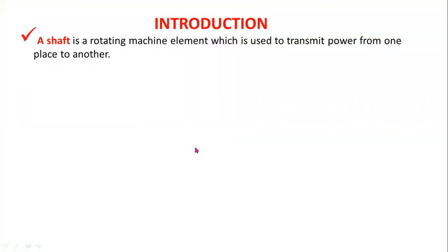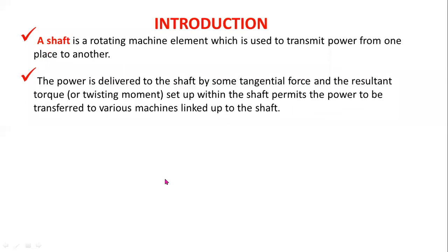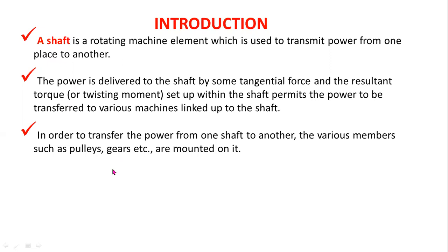A shaft is a rotating machine element which is used to transmit power from one place to another. The power is delivered to the shaft by some tangential force, and the resultant torque or twisting moment set up within the shaft permits the power to be transferred to various machines. In order to transfer the power from one shaft to another shaft, the various members such as pulleys, gears, and hubs are mounted on it.